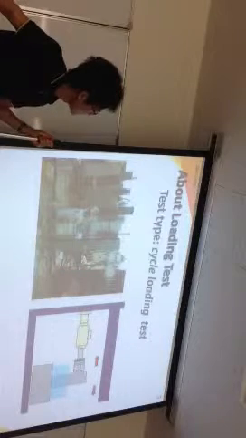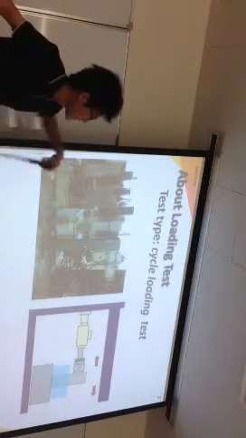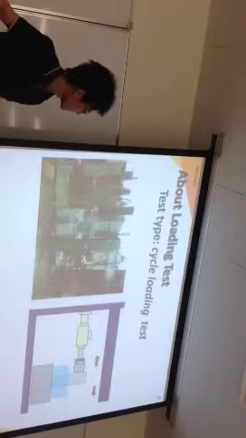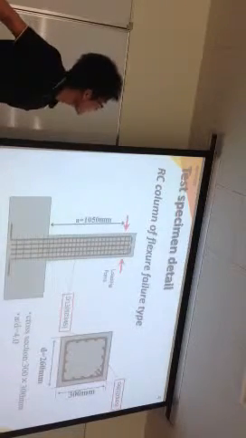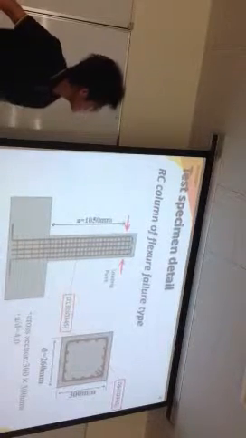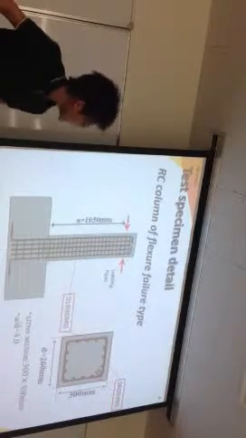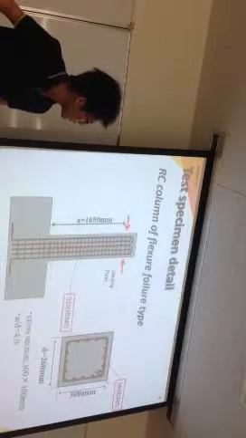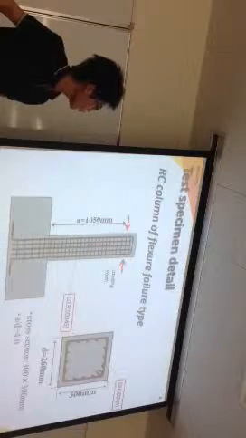And about the loading test. The loading test type is a cyclic loading test, and we use an actuator. And next, test specimen details. The RC column is a flexural failure type. Cross section is 300 by 300 millimeter, and a/D equals 4.0.